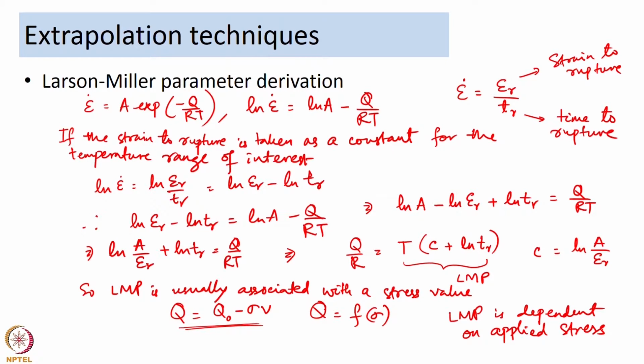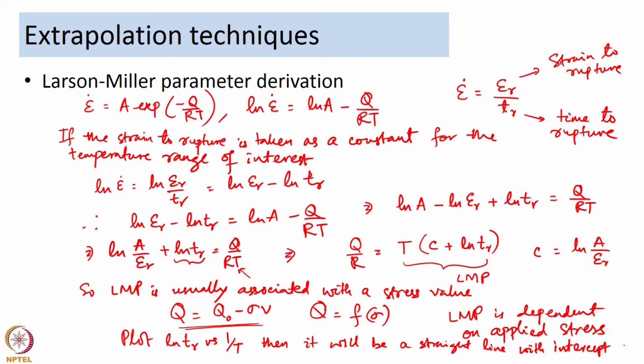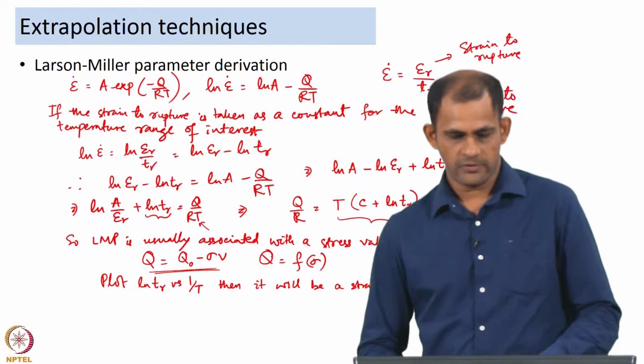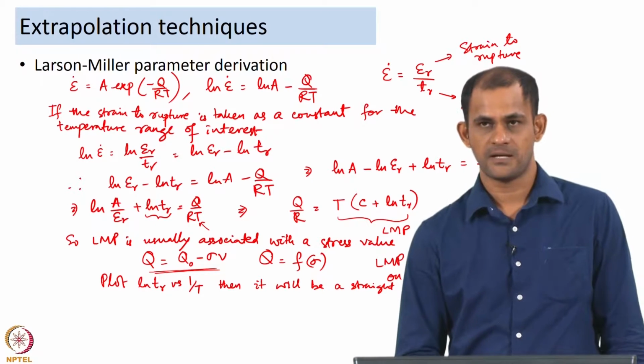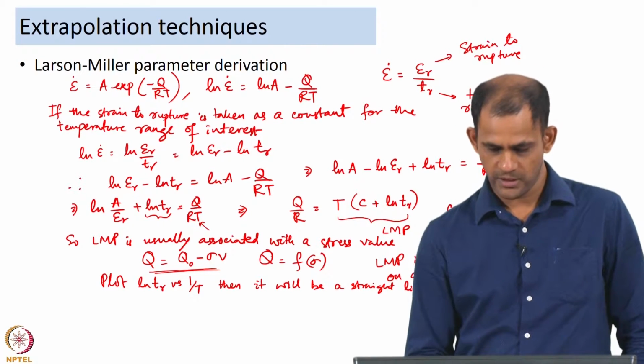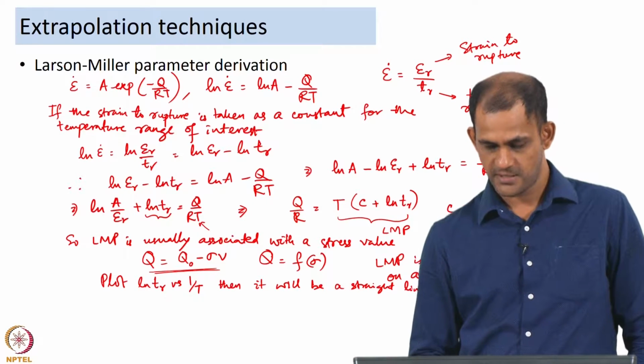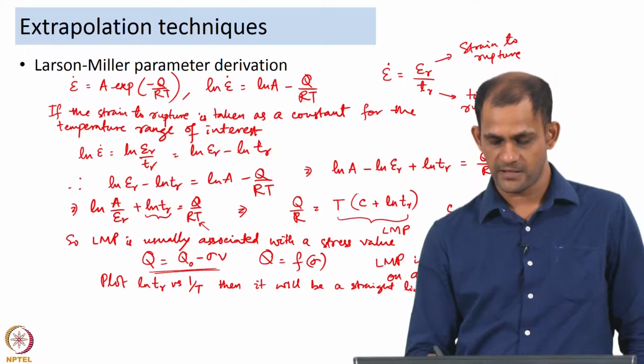What we can also notice here is, if you plot ln t r versus 1 over T, then it will be a straight line with intercept C. So what we have done here is derive the Larsen-Miller parameter equation, and we have also shown why it is dependent on the applied stress, and we are also talking about how you can determine the value of the constant C.